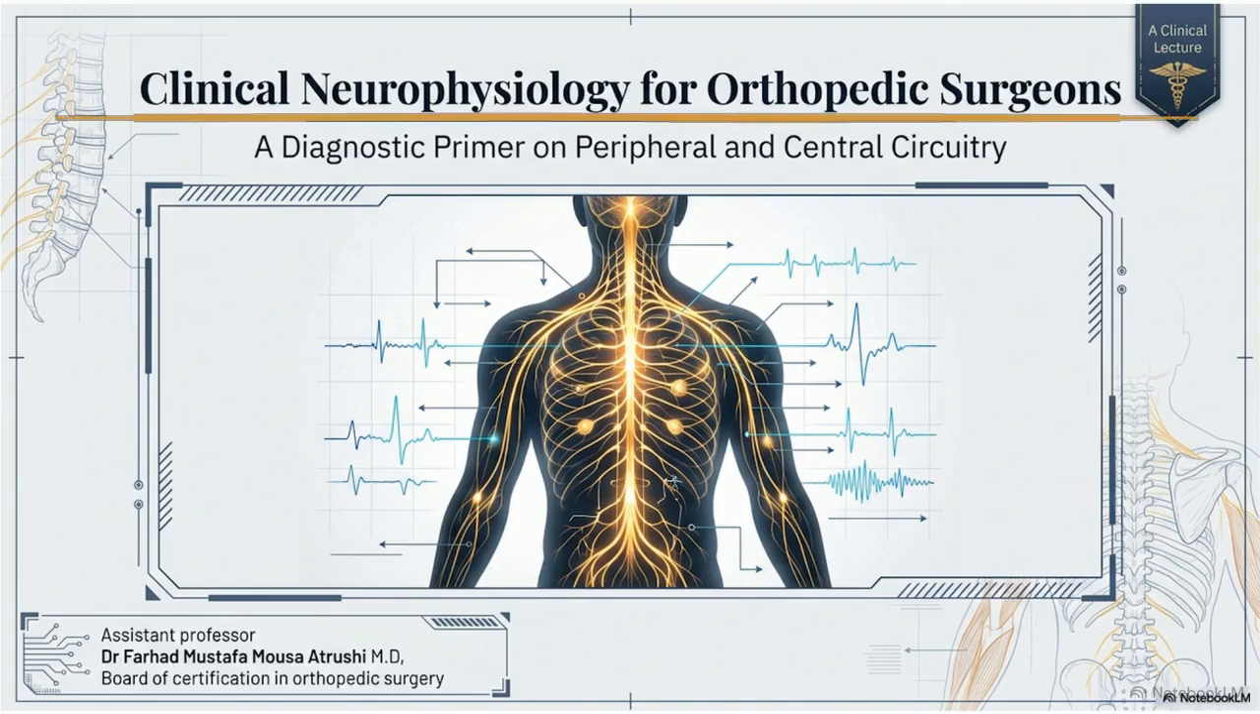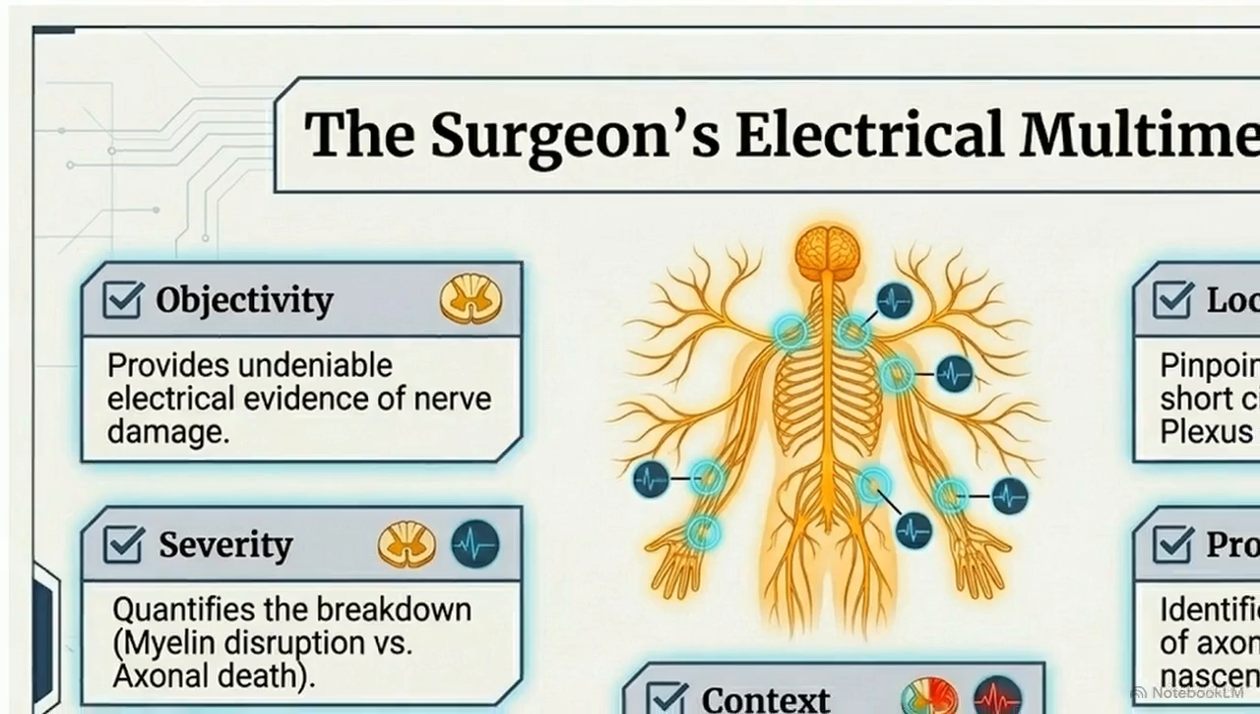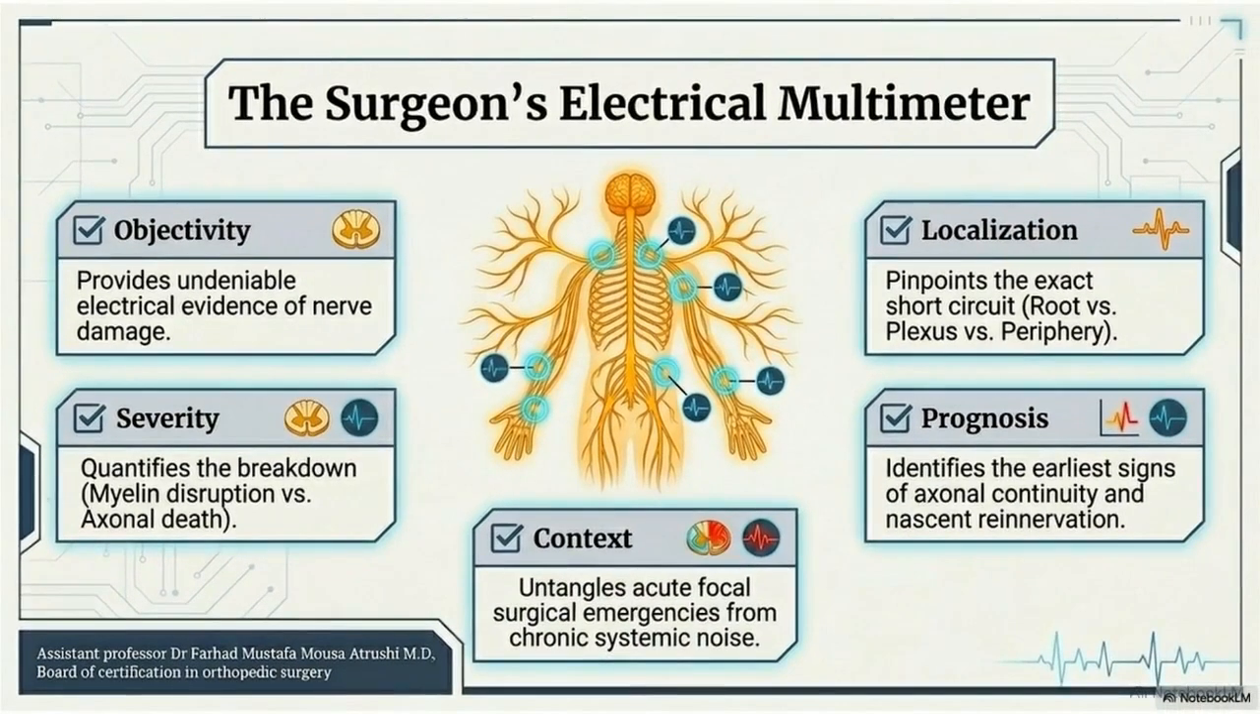Welcome to this clinical lecture. Today, we are exploring a comprehensive neurophysiological framework designed by Assistant Professor Dr. Farhad Mustafa Musa Atrushi. Neurophysiology functions as an objective electrical multimeter. It allows the surgeon to quantify injury severity, pinpoint anatomical localization, and establish a clear clinical prognosis.